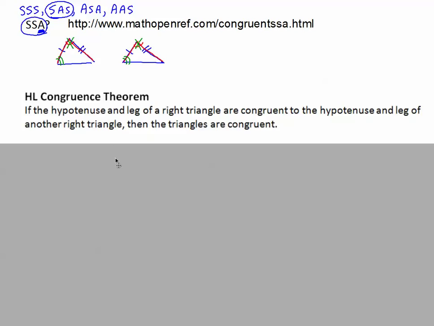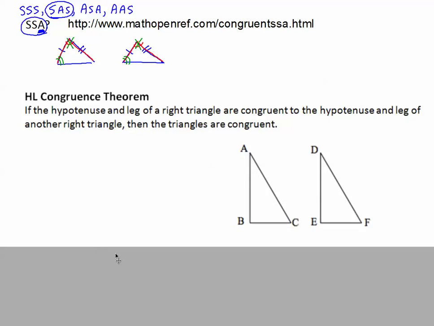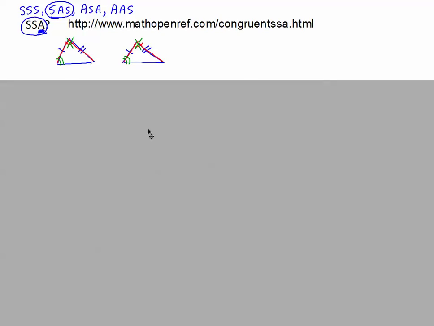Now, there is one exception when it does work. Real quick, before we get to this exception, here's a helpful way to remember that side-side-angle won't work. Spell this word backwards in your head. Yeah, creates a bad word, doesn't it? Let's never say that bad word, and we'll remember to never use SSA.